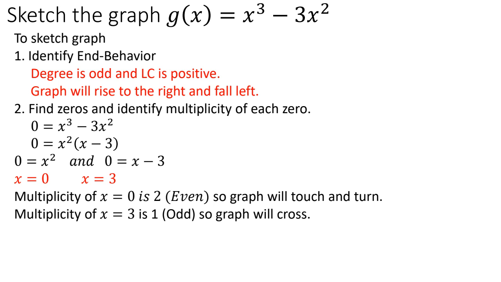So again, on this one, I know that I have a multiplicity of 2 because of the square. The 0 counts twice. It's an even multiplicity. This 3 only happens once, so it's an odd multiplicity. So I only have one x-intercept.